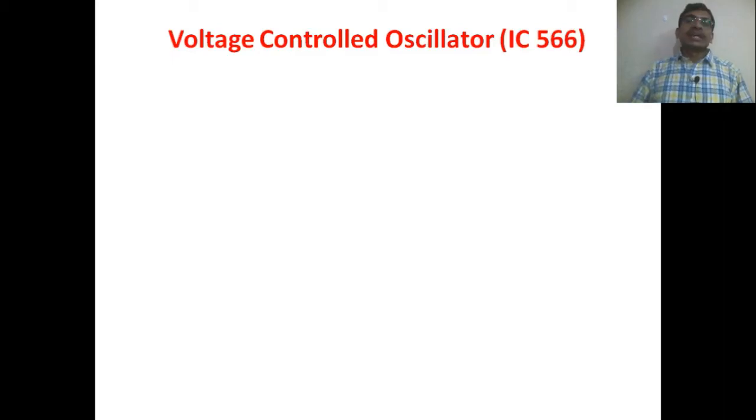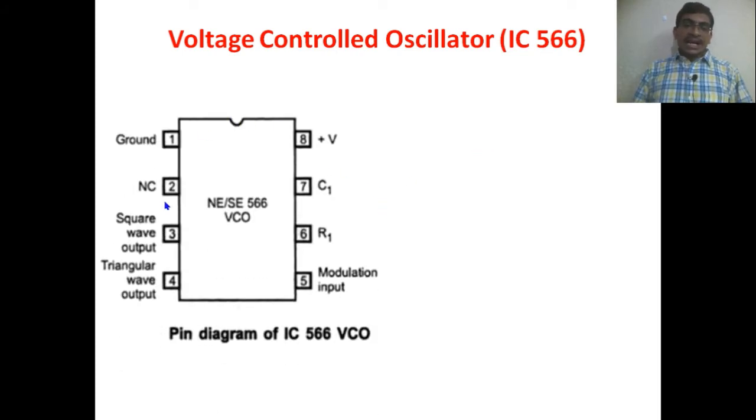Next topic in our unit number 4 is the voltage controlled oscillator, which is available in IC format as the IC566. This is the IC566 VCO. It is an 8-pin IC.